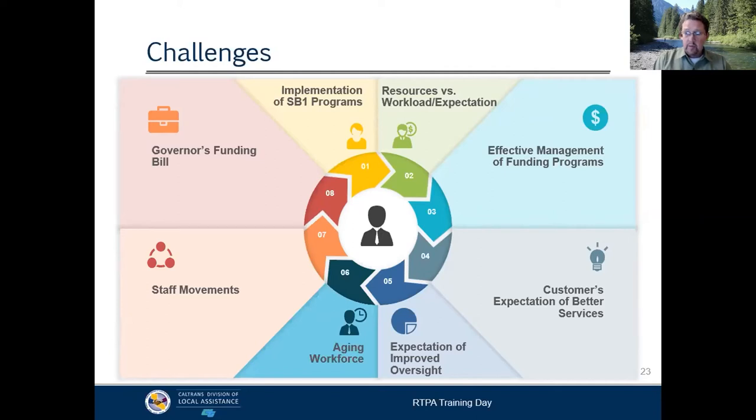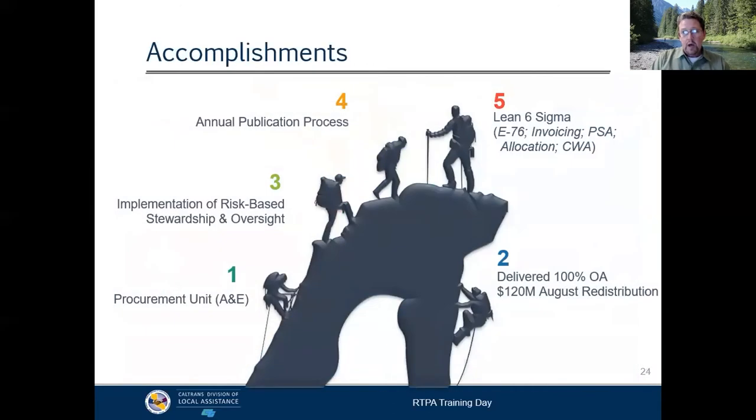But it is a monumental challenge to effectively manage that much funding in this many programs. $3 billion is a lot to work with. And so what we do is we have an annual publication process to address some of these challenges. I've already touched on risk-based stewardship and oversight, and we have several Lean Six Sigma process improvements in place and currently underway, and we've delivered historically 100% of our OA, and in most recent funding cycle captured $120 million of August redistribution that I mentioned earlier. So these are some huge accomplishments to address some of those challenges.